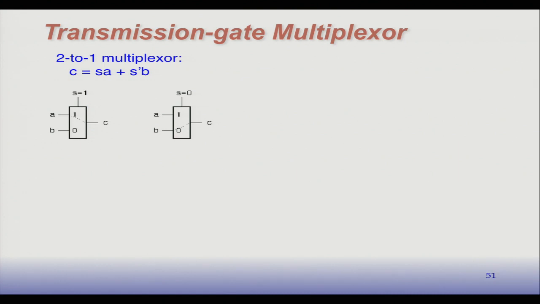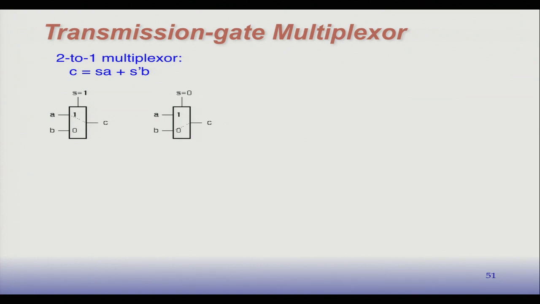So the first example is a transmission gate multiplexer. We've talked about multiplexers a lot. They come up quite often. This is a 2-to-1 multiplexer, and it has this logic expression. This logic expression describes its function. Here's a symbol of it. It says C is equal to S A plus S bar B. What this means is if S is equal to 0, then B gets sent to C.